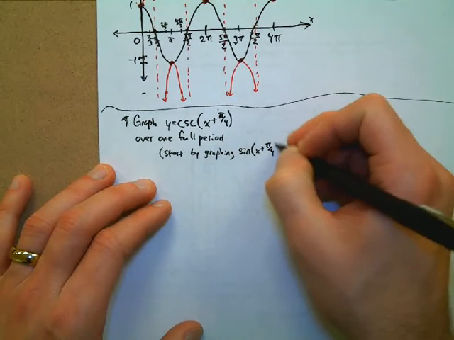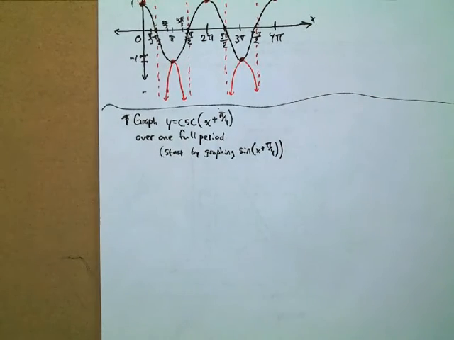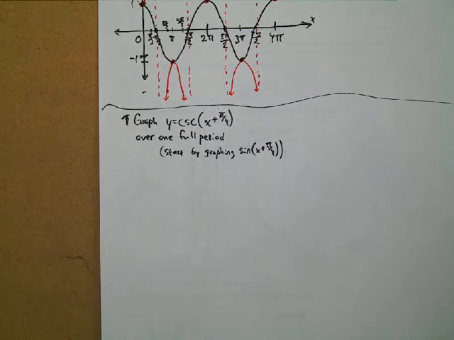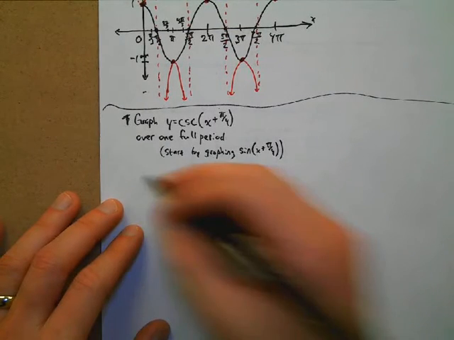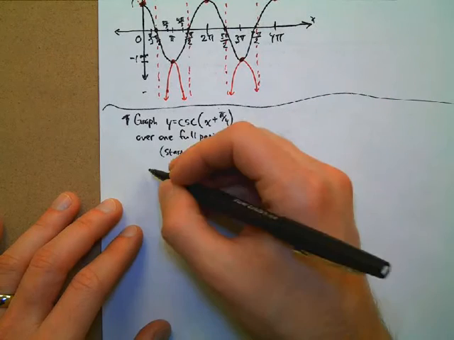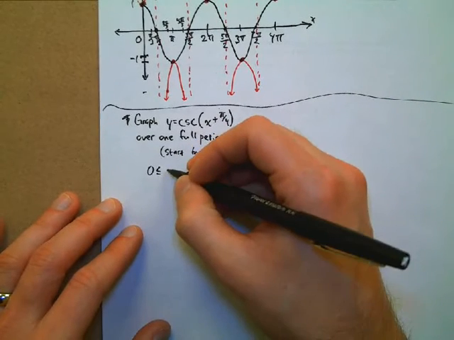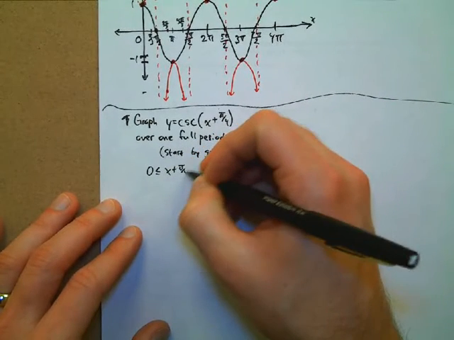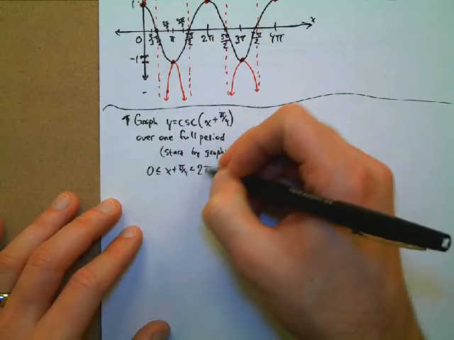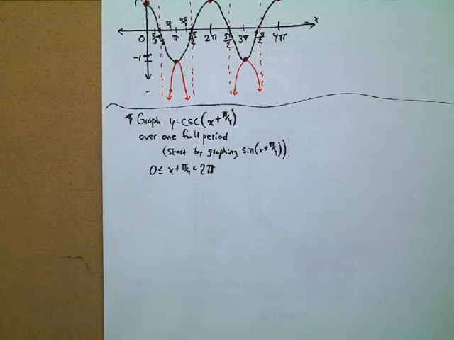All right, so let's do that. So I'm going to make our adjustments. So we'll do 0 less than or equal to x plus pi over 4 less than 2 pi. So again, we want to still keep that period 0 to 2 pi. That's still the same. And then we'll do our calculation. So we're going to subtract pi over 4. So we get negative pi over 4 less than or equal to x less than 7 pi over 4.